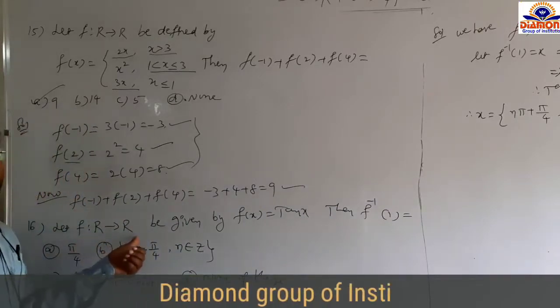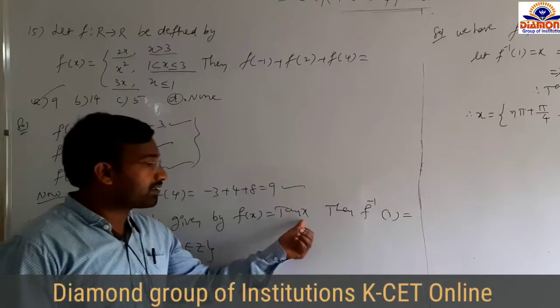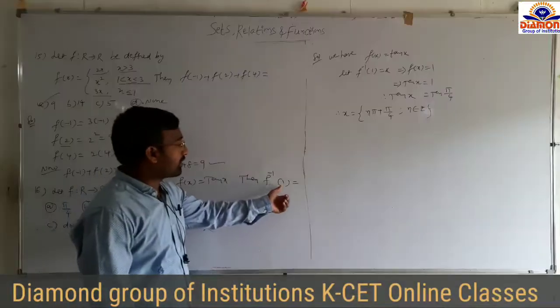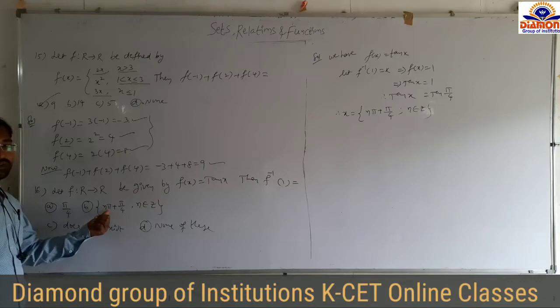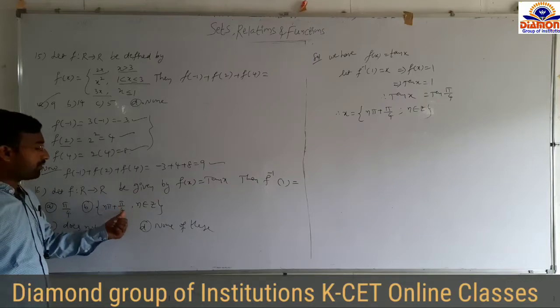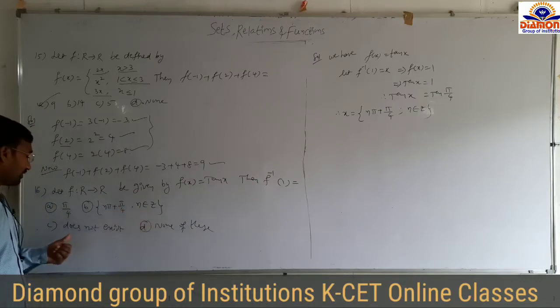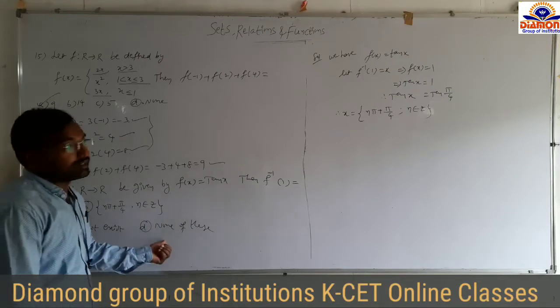Next question. f mapping from R to R is given by f of x equals tan x. Then f inverse of 1 equals what? Option A pi/4, option B n pi plus pi/4, n belongs to Z, option C does not exist, option D none of these.